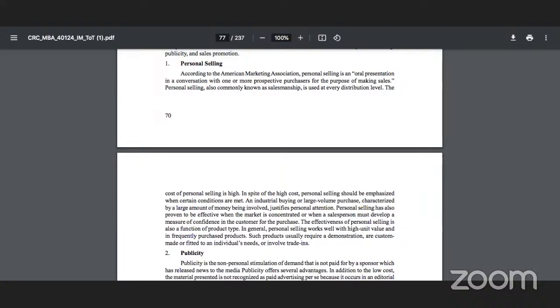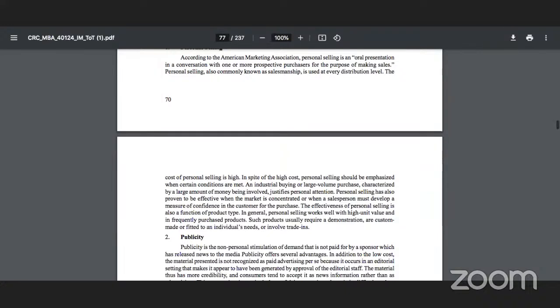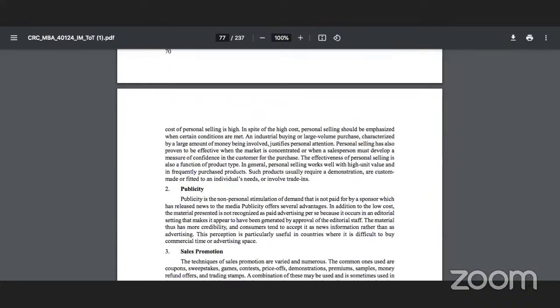So personal selling is also known as salesmanship, and it is used at every distribution level. What is important to understand here is that the cost of personal selling is very high. So, unless the product is high range, high profit margin, or has a lot of technical or technological elements ingrained in it, it may not make sense to go for personal selling. Say a lot of IT companies use personal selling to sell some of their products, but they equally use online methods. So whether it is personal in terms of face to face or online methods, different elements can be used. However, certain conditions have to be met.